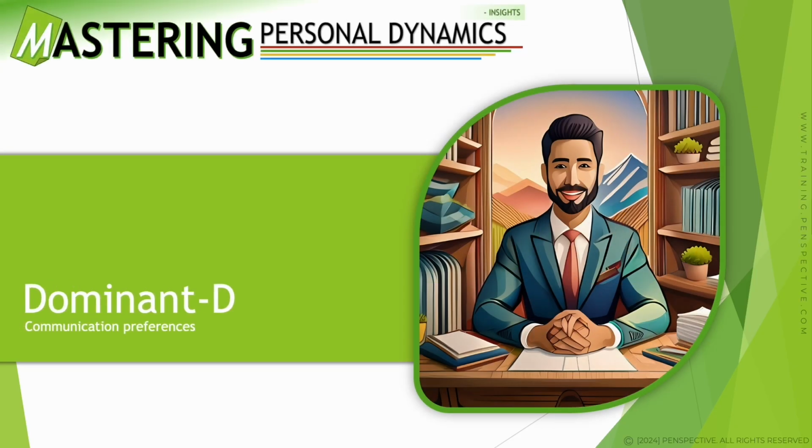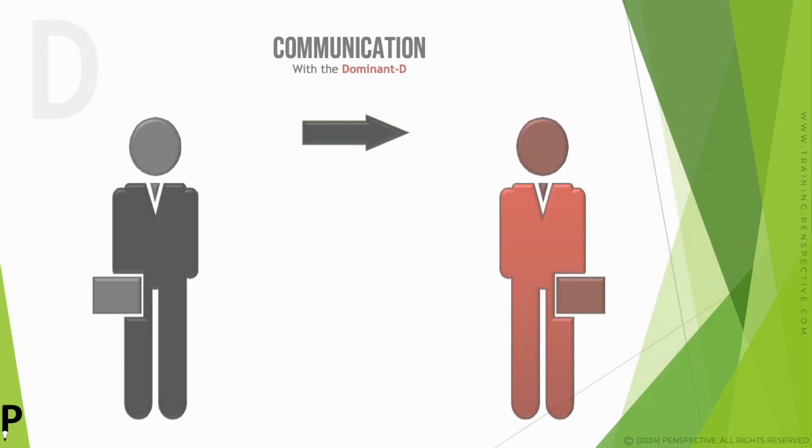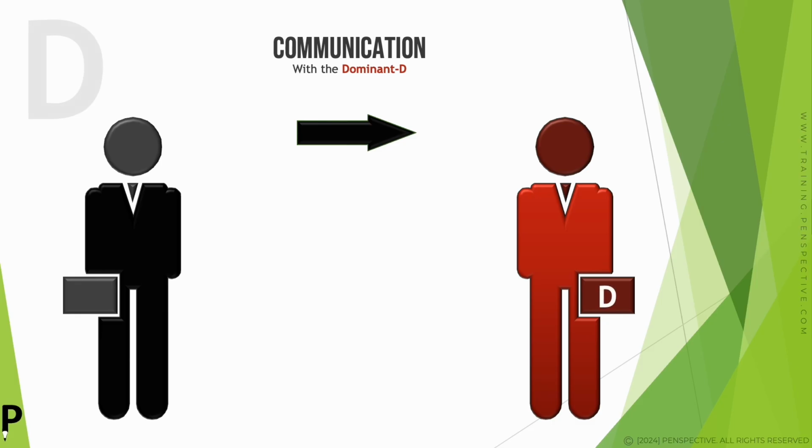The predominant D. Communicating with the dominant D will be most effective when it is done in the following manner. Be clear, specific, and to the point. Dominant Ds value efficiency and straightforward communication. Avoid rambling or wasting their time by getting straight to the point and providing concise information.